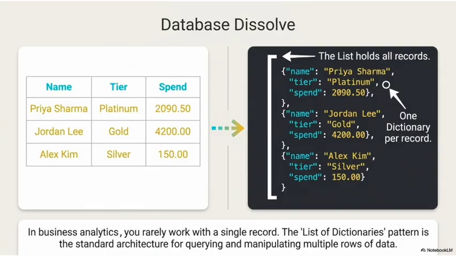This list of dictionaries pattern is the standard architecture for querying and manipulating multiple records. It's how JSON APIs return data, how database query results are structured, and how Pandas DataFrames are built under the hood. Mastering this pattern is the gateway to real data engineering.